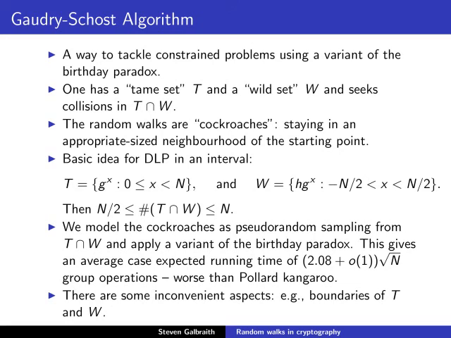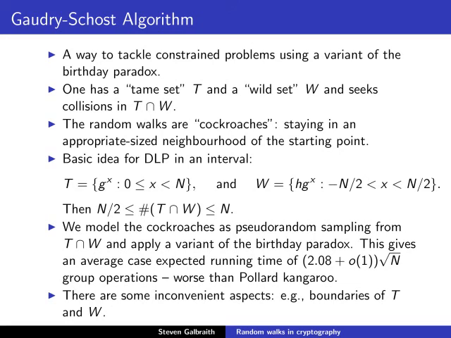And the wild set, I'm going to take that to be an interval of the same size, but centered on my unknown discrete log. So that's going to be h times g to the x, where x runs from minus n over 2 to plus n over 2. If you can picture it, I should have drawn a picture, but you've got your interval, and then you've got your unknown discrete log somewhere, and you've got another interval centered on that, and they overlap.